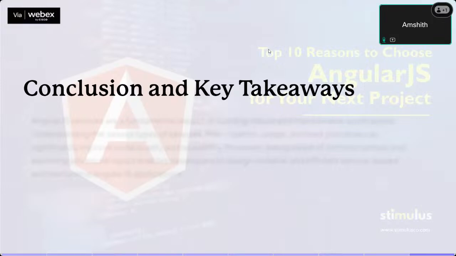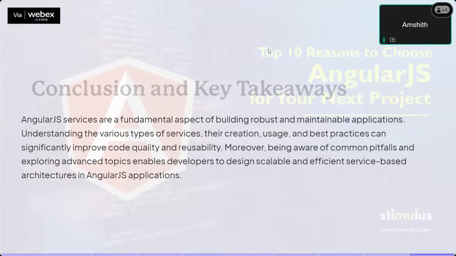So here we come to the conclusion and key takeaways. AngularJS services are a fundamental aspect of building robust and maintainable applications. Understanding the various types of services, their creation, usage, and best practices can significantly improve code quality and reusability. Moreover, being aware of common pitfalls and exploring advanced topics enables developers to design scalable and efficient service-based architectures in AngularJS applications.